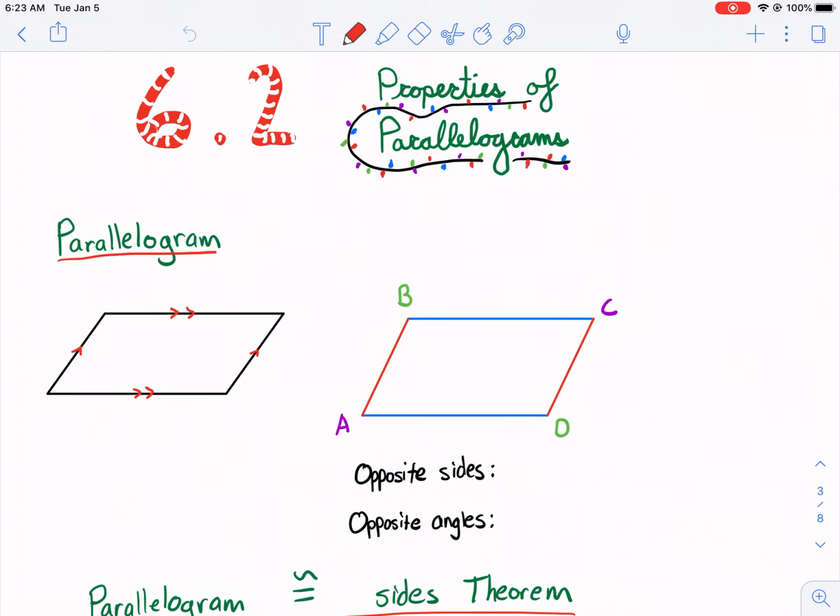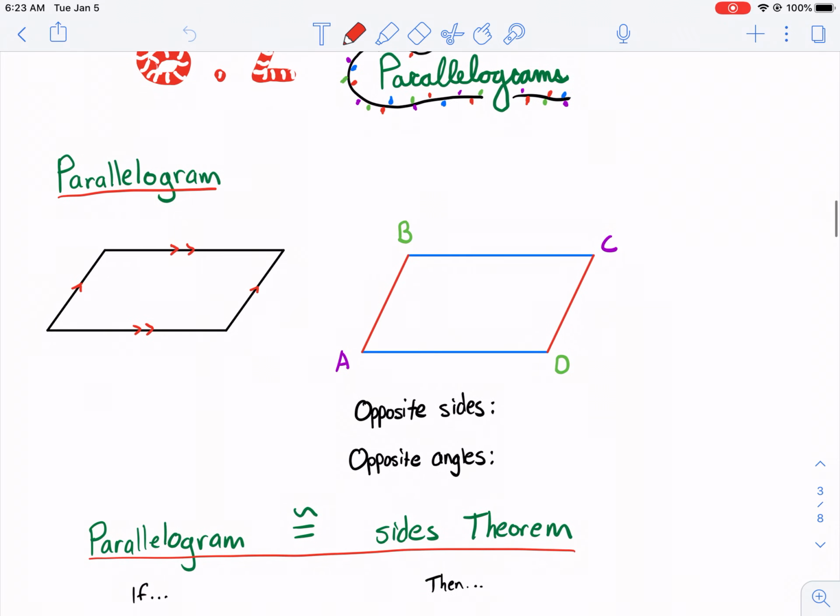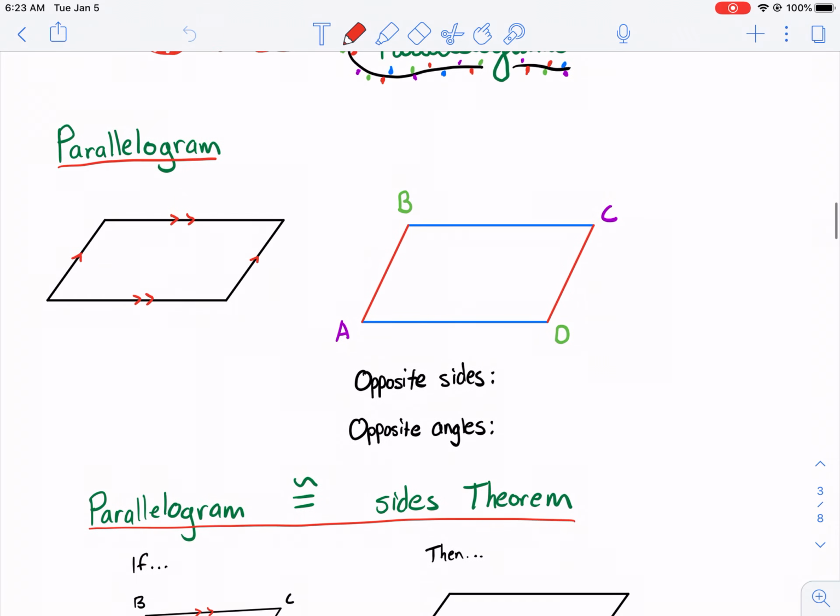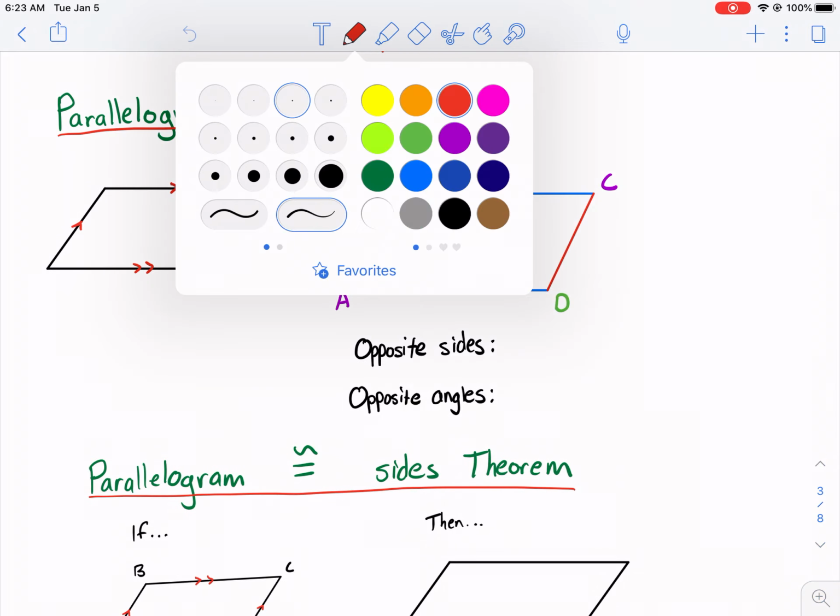Welcome, geometry students, to section 6.2, Properties of Parallelograms. Today we're going to be talking about what is a parallelogram and some of the important properties we can determine from knowing that they're a parallelogram. Let's go ahead and get started with the definition.